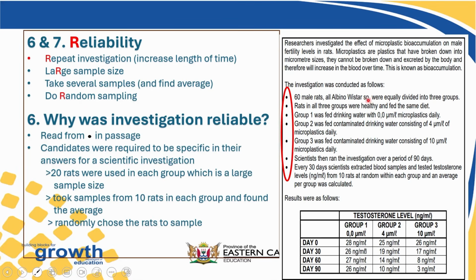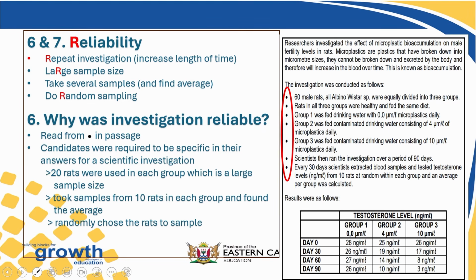What did they do? Okay, so the first thing that we see in this investigation is that the investigators used 60 male rats, which they divided equally into 3 groups. In other words, each group had 20 rats. Now, when we write this answer, we don't write they use 60 rats, which is a large sample size, because it does not tell me how many rats were in each group. I might have put 1 rat in one group, I might have put 19 rats in the other group, and 30 rats in the third group.